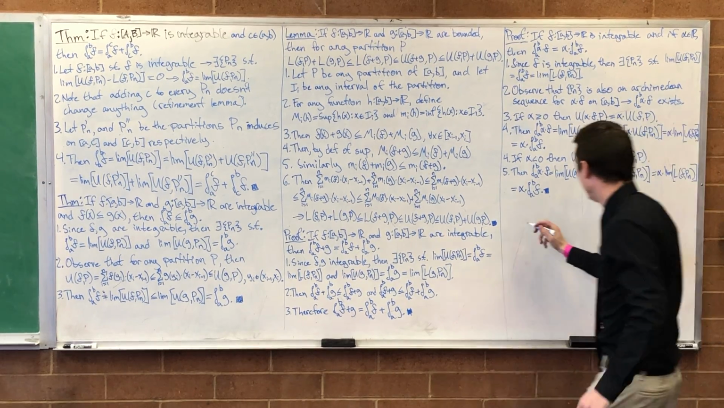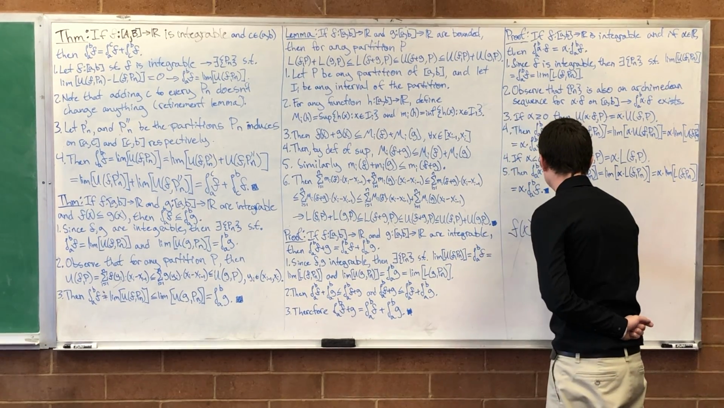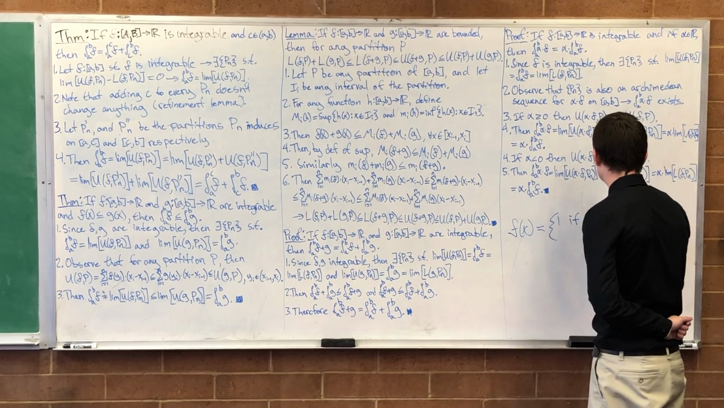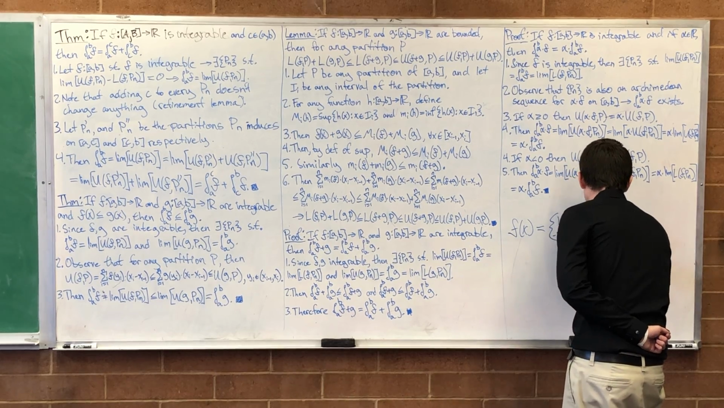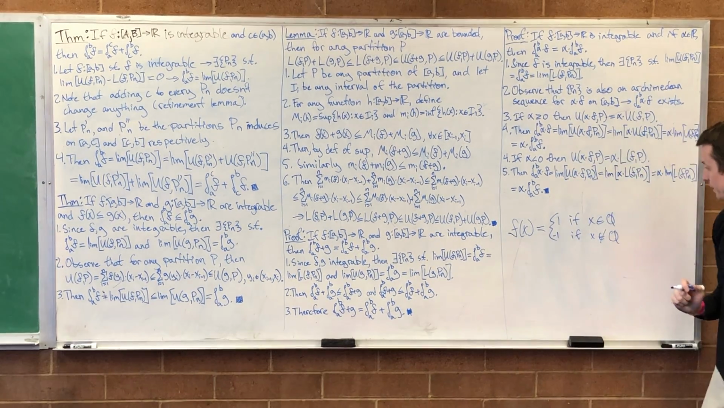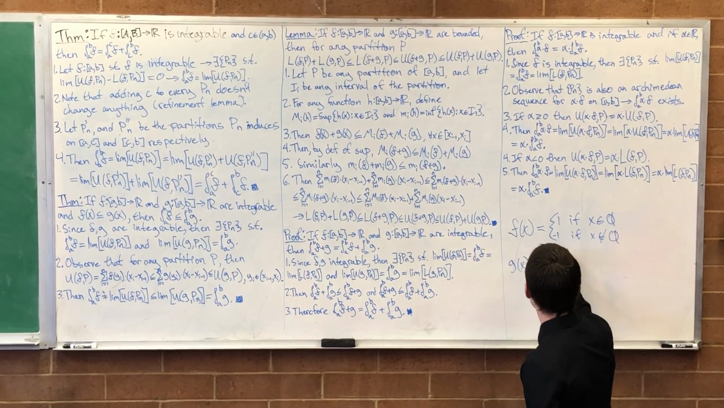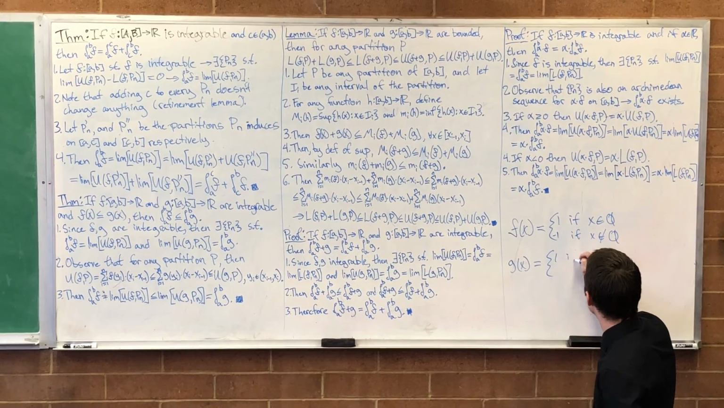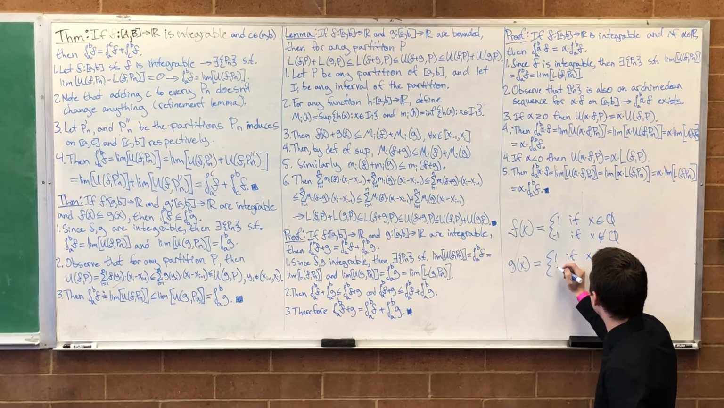So I'm going to define two functions here. I'm going to say f of x is equal to 1 if x is rational, and negative 1 if x is irrational. And I'm going to say that g of x is equal to 1 if x is irrational, and then negative 1 if x is rational.